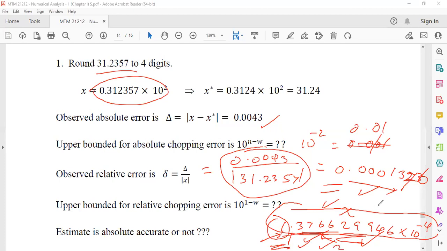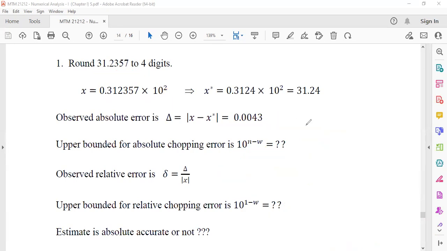Sometimes you may have seen e to the power minus 34 like that. This is also 10 to the power minus 34. So the computer uses it like this. Everything is floating point. So that's why we are studying this part here. Okay.